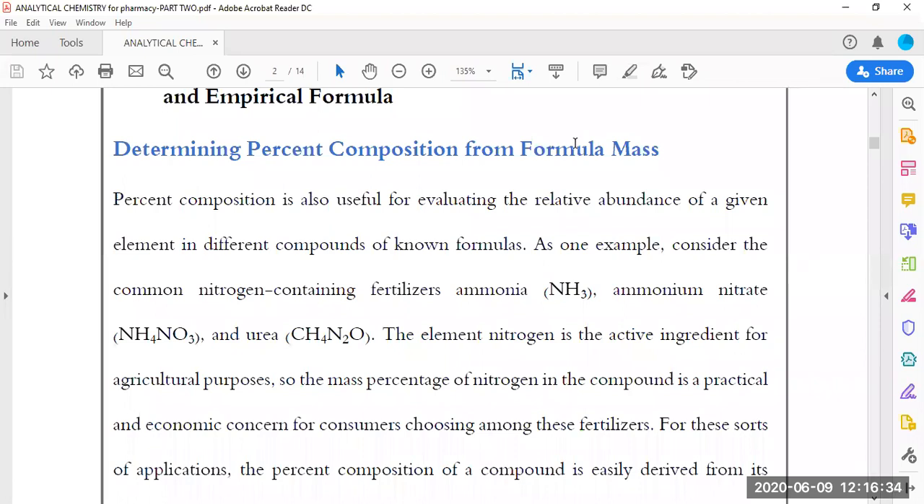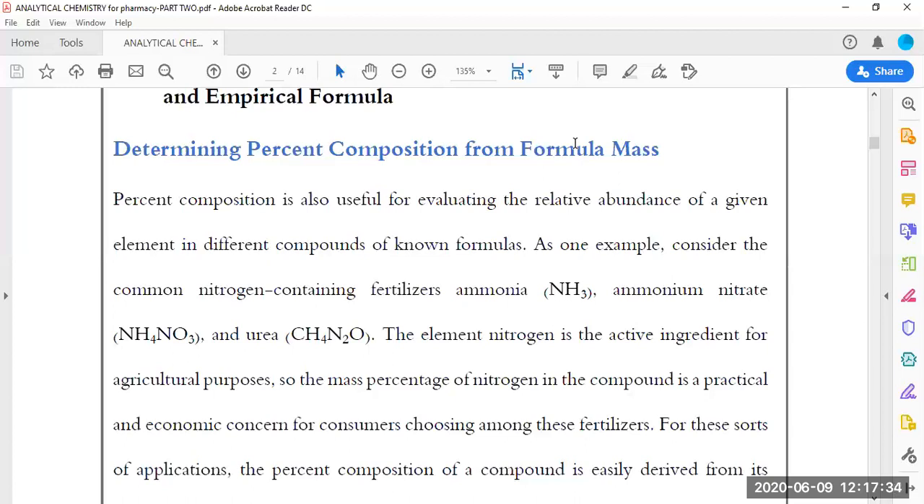Let's take one example. Consider the common nitrogen-containing fertilizer ammonia. You know, ammonia NH3 contains nitrogen and hydrogen, and this can be used to produce fertilizers. Of course, these fertilizers are, for example, ammonium nitrate, NH4NO3, or urea, which is CH4N2O. The element nitrogen is the active ingredient. طبعا we're talking about the nitrogen element in this compound to supply the soil, يعني نزود التربة for the plants. يعني النباتات تحتاج إلى عنصر النيتروجين الضروري وممكن إعطاء هذا النيتروجين إلى التربة وبالتالي إلى النبات عن طريق الأسمدة, which is called in English fertilizers.